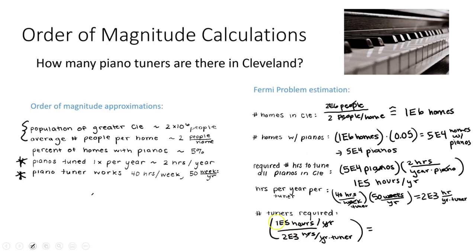And so then all I'm left with is this pretty easy division, right? 1 times 10 to the 5th divided by 2 times 10 to the 3rd, and that just gives me 50. That's all I'm left with, 50 piano tuners. So that's my approximation. I think we need about 50 piano tuners in Cleveland, and feel free to let me know what you think about that approximation.